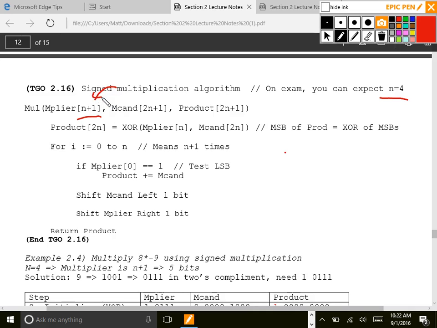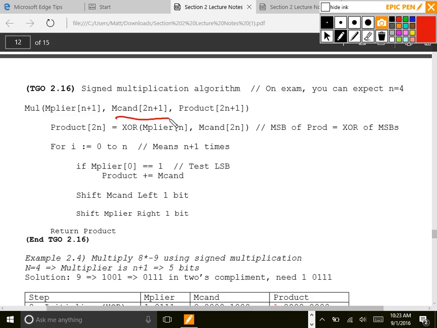So if I had 15, it would be 0, 1, 1, 1, 1. Why would I want to have n plus 1? Yeah, sign bit. Okay. Likewise with multiplicand, it's 2n plus 1, right? Why do I want 2n plus 1? Recall from the diagram I just showed you?